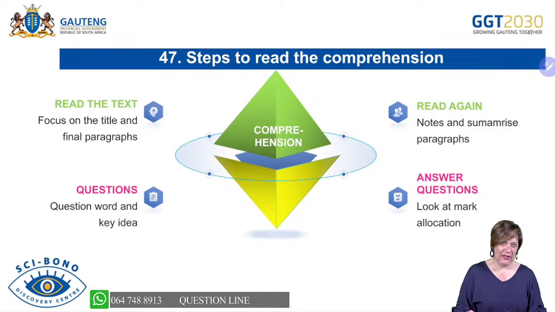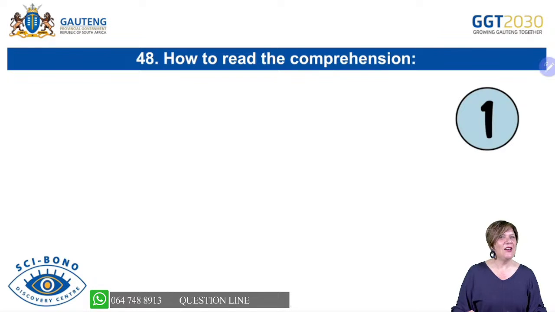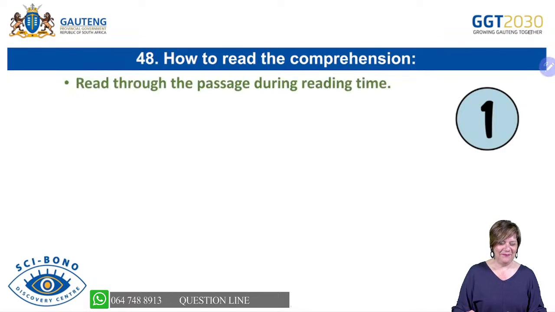Remember, you've got the 10 minutes reading time. In that time, you read the text. You looked at the title and the final paragraph. What I need you to do next is go to the questions. Read the questions carefully. Then go back again to the text. Read again, but in this case, you'll have a pen in your hand. And then you can answer the questions. So let's go step by step through all the steps.